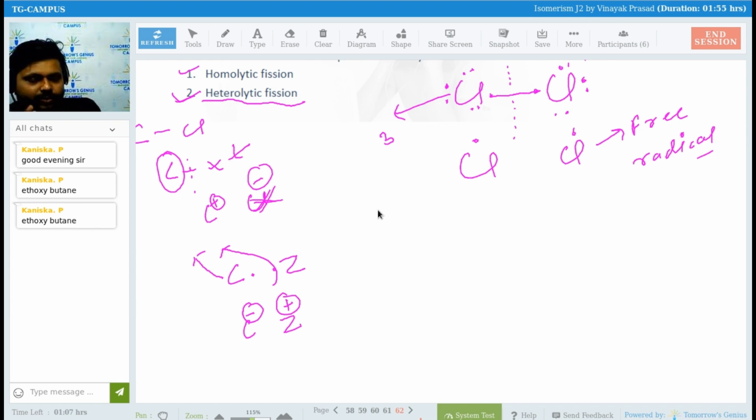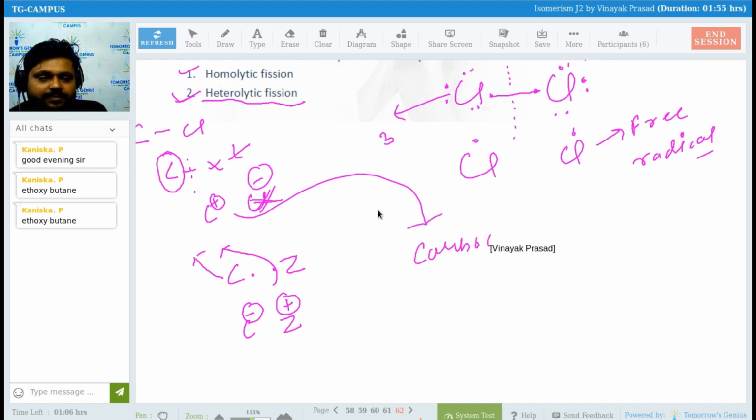The three things I have told you just now: one is the free radical. Is it okay with you? The second one: if X has more electronegativity than carbon, then carbon will have the positive charge, and a carbon having a positive charge is known as a carbocation. Is everyone okay with this?